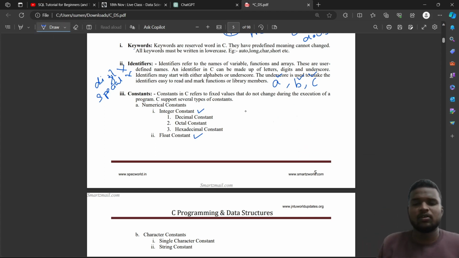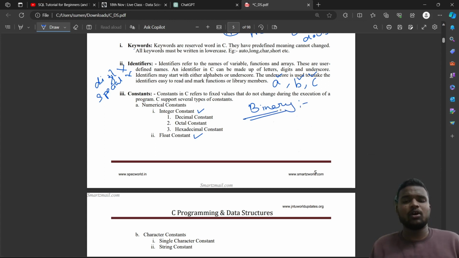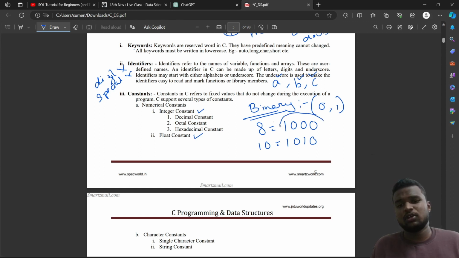In a program, a variable or a constant is stored in binary values. I hope you know that every value in a program is stored in binary, because the system only understands zeros and ones. It does not understand alphabets or anything else. Every character is converted into a binary number, which is nothing but 0 and 1. For example, this is 8. If you want 10, it is 1, 0, 1, 0. So in C programming, every number is represented in binary only.